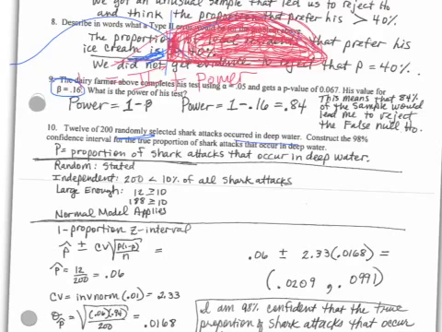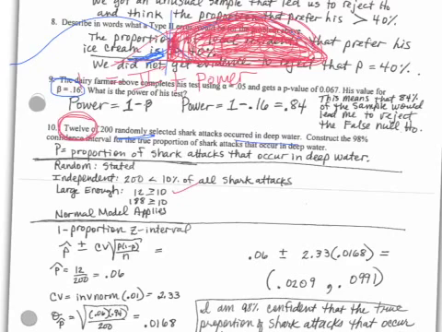Here we've got the conditions. 200 is less than 10% of all sharks, and then 12 of them. Where did I get that 12 from? Oh, interesting. See, look, 12 of the 200. It was hidden in words. So 12 of the 200 occur in the deep waters. All right, so that's where that came from.